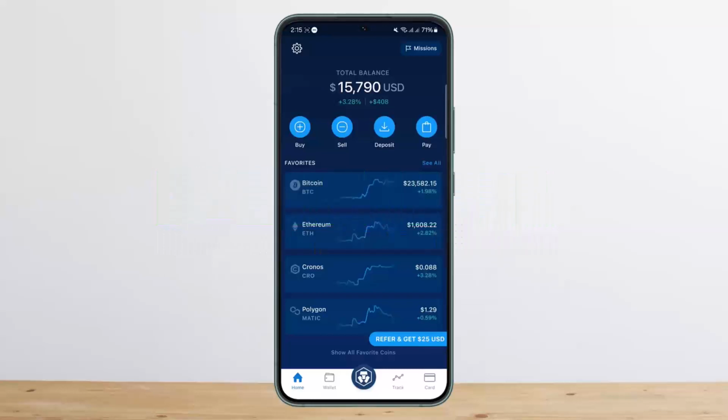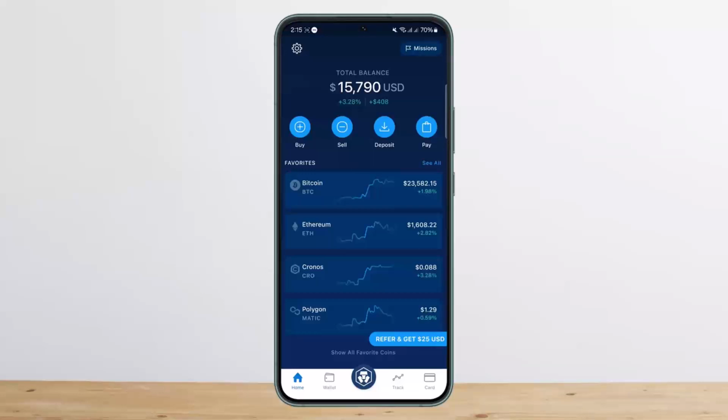The first thing is, is crypto suitable for day trading? Yes, crypto can be well suited for day trading due to its frequent price fluctuations. The dynamic nature of the cryptocurrency market provides ample opportunities for day traders to capitalize on short-term price movements, allowing for potential profits.